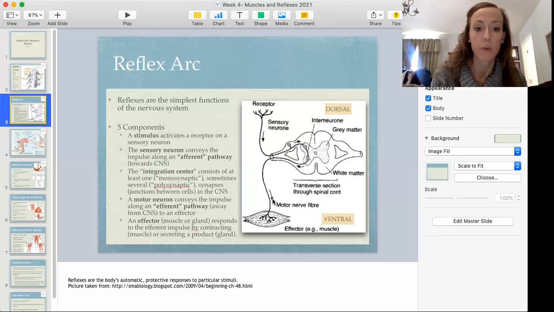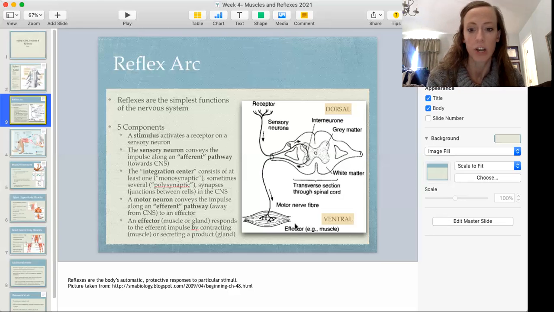All right, and then the fourth step in our reflex arc is the efferent pathway. So this is taking a signal away from the central nervous system. And that's gonna be done through a signal of a motor neuron. Okay, so this fiber here is a motor neuron. It's gonna convey an impulse to then an effector, which is the 5th step in our reflex, okay?